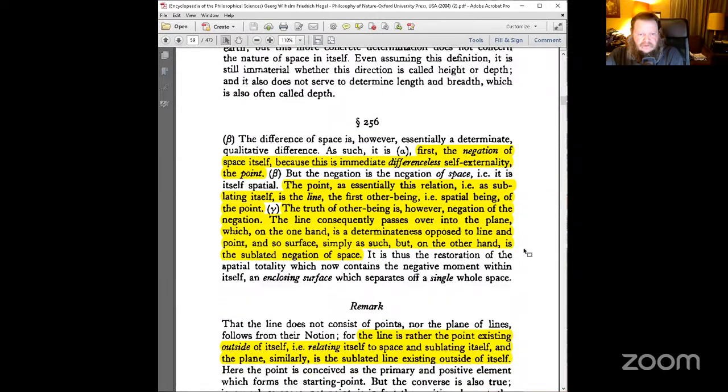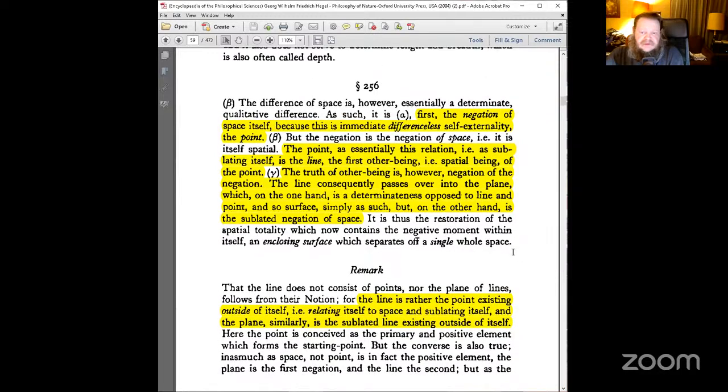So let's see here. He maps this out and he says the difference of space is, however, essentially a determinate qualitative difference. As such, it is first the negation of space itself, because this is immediate differenceless self-externality, a point. But the negation is the negation of space. It is itself spatial. The point is essentially this relation, that is, as sublating itself is the line, the first other being, right? Spatial being of the point. So the point has gained extension, right? The truth of other being, the line, is, however, negation of the negation. The line consequently passes over into the plane.